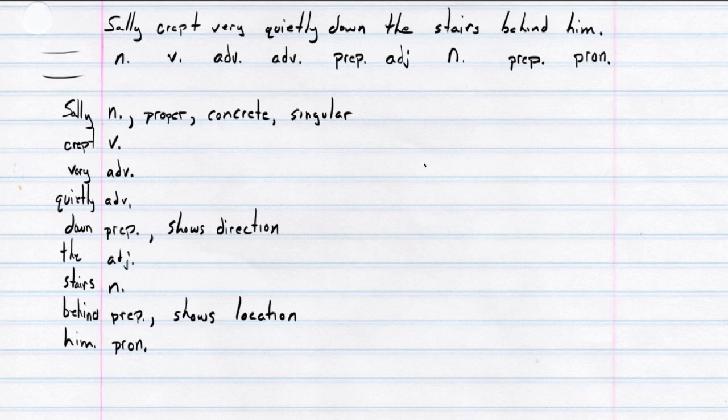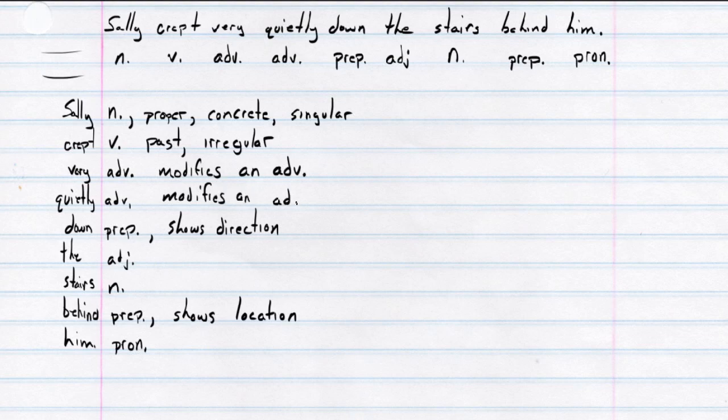Okay, so you've had a chance to fill these in. I'm going to help you along now. So crept is a verb. This is a past tense verb. It is also irregular. Very is an adverb, and it modifies an adverb. Quietly is an adverb, and it modifies an adjective.